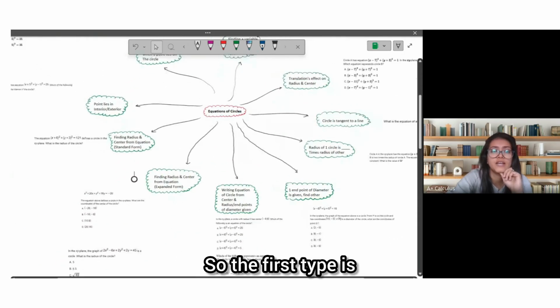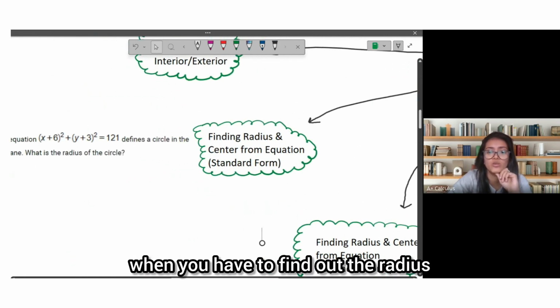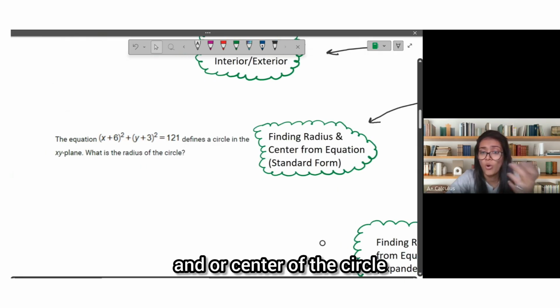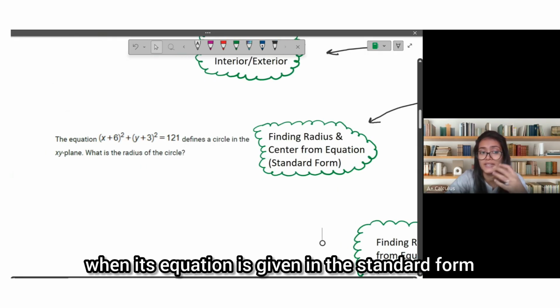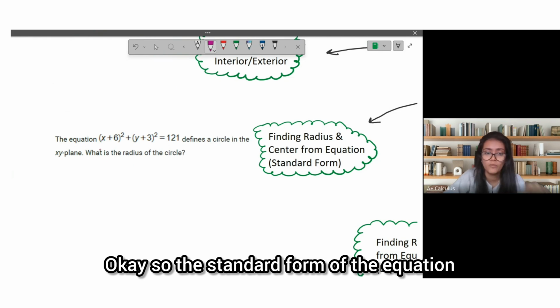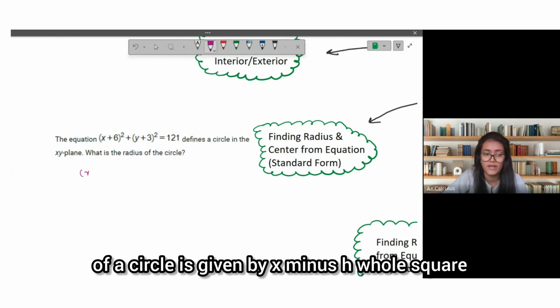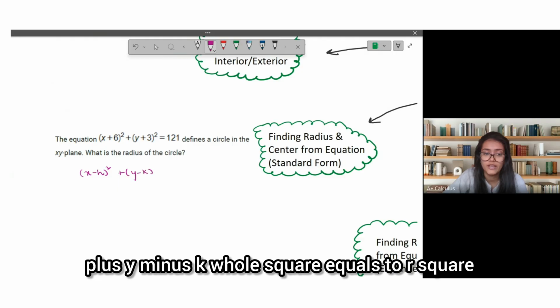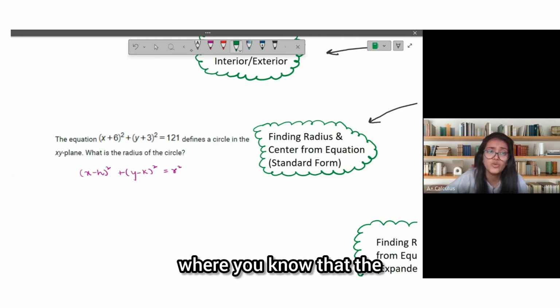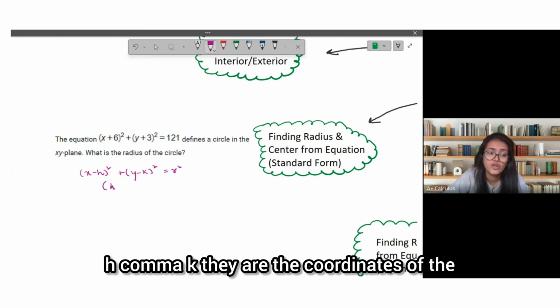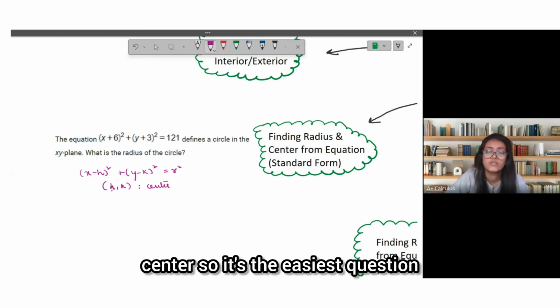So the first type is when you have to find out the radius and/or center of the circle when its equation is given in the standard form. The standard form of the equation of a circle is given by (x minus h) whole square plus (y minus k) whole square equals r square, where you know that h comma k are the coordinates of the center. So it's the easiest question that you can get.